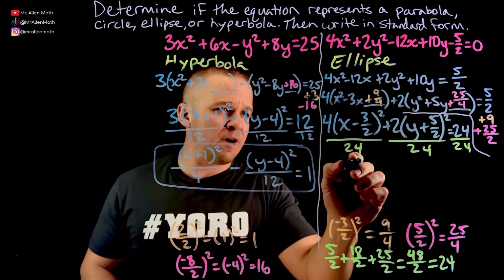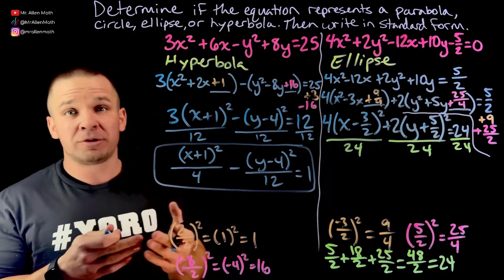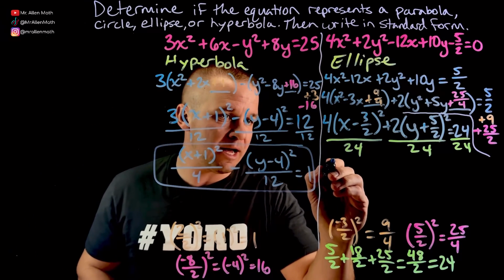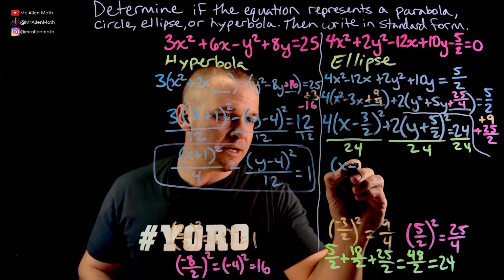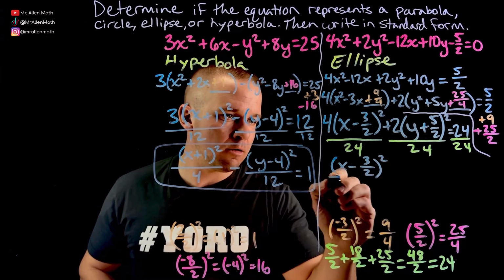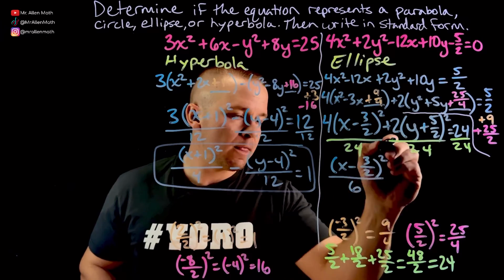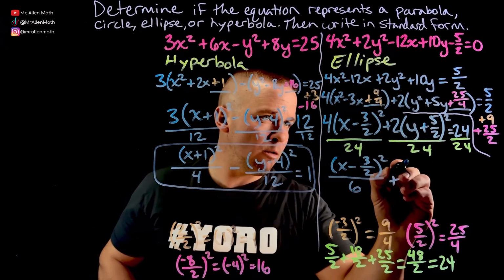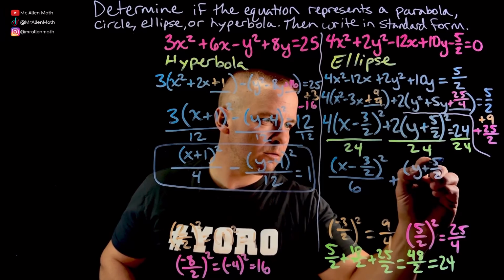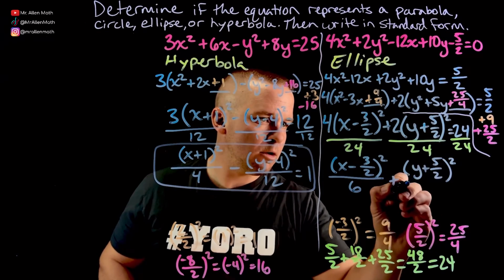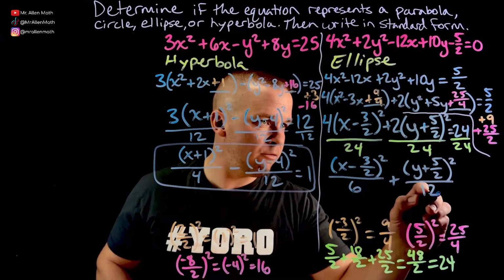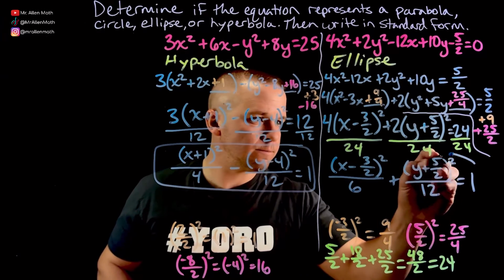So 4 divided by 24. What does that reduce to? They're both divisible by 4. That'll be 1 over 6, right? So we're going to write it as x minus 3 over 2 squared over 6. Over here, we're going to have, see, we got y plus 5 over 2 quantity squared over 2 and 24. That'll reduce down to 1/12. So this is 12 equals 1.